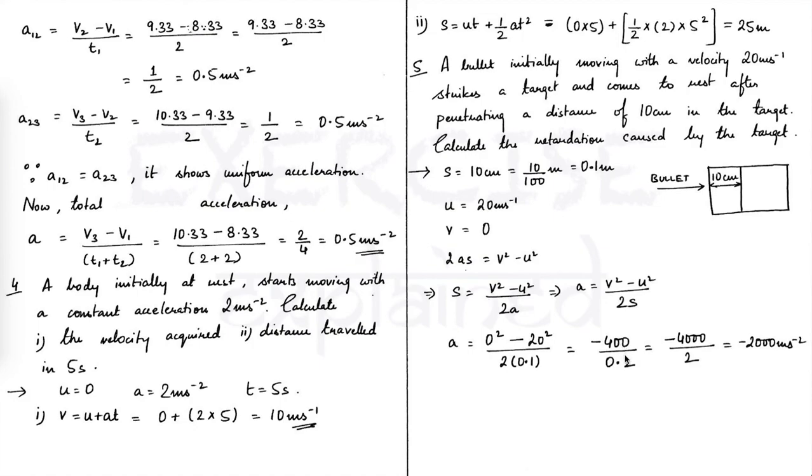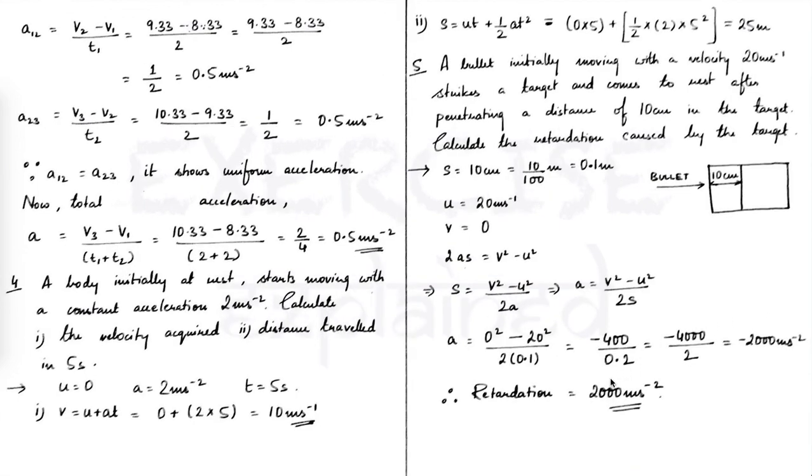0.2. I multiply numerator and denominator by 10. I get minus 4000 by 2. That is nothing but minus 2000 meter per second square. So this is the acceleration. Now the retardation happens to be 2000 meter per second square.